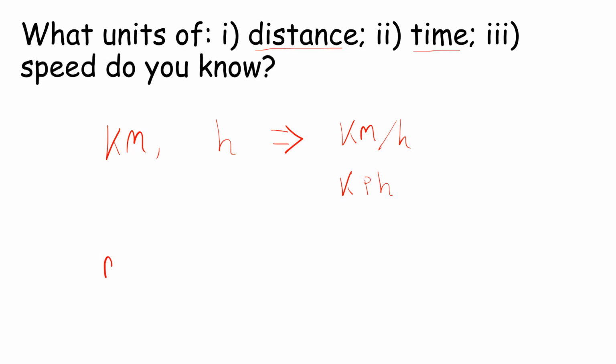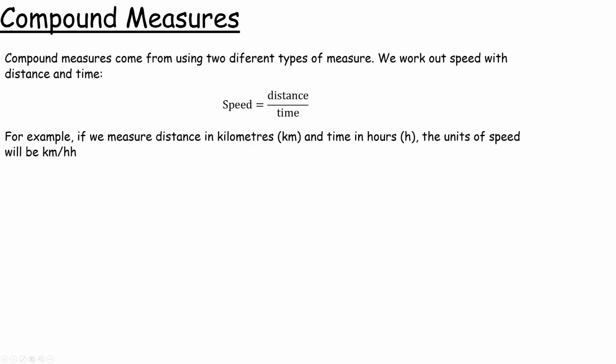Another one would be meters and seconds. You get meters per second. The formula for speed is that the speed of an object is the distance that it travels divided by the time taken for that travel.